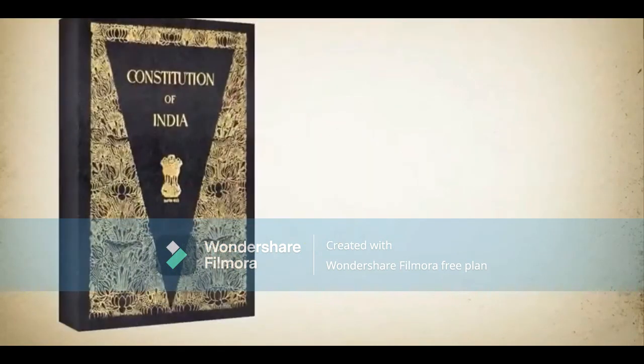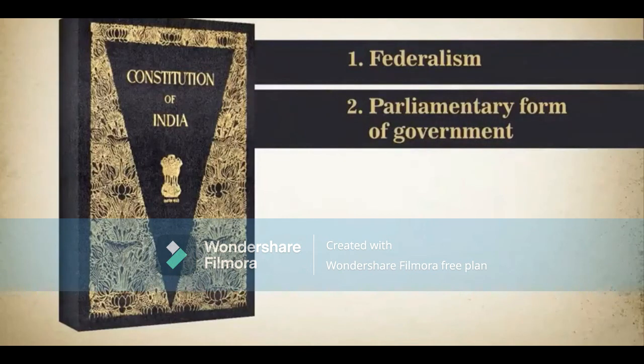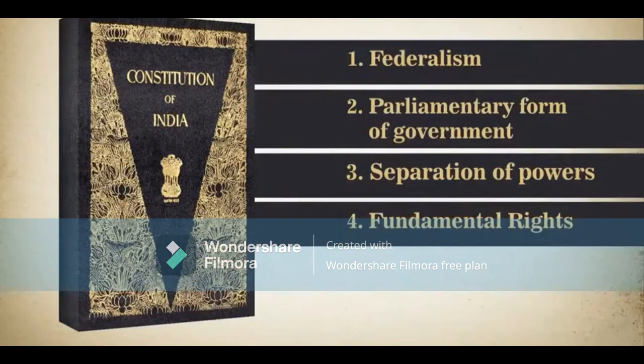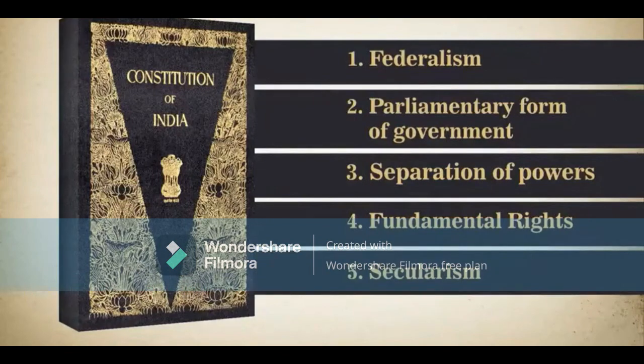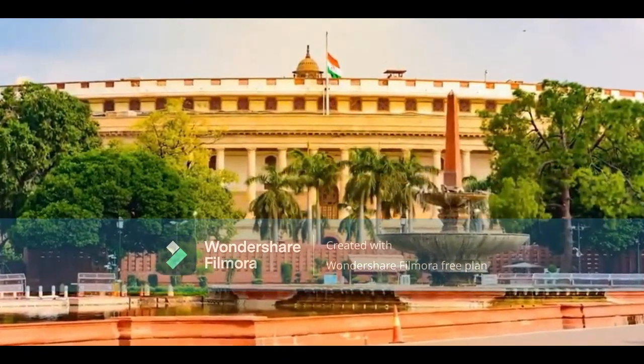So today we learned about the 5 features of the Indian Constitution: federalism, a parliamentary form of government, separation of powers, fundamental rights, and secularism. These features make our Constitution unique and enable the functioning of a democratic government.